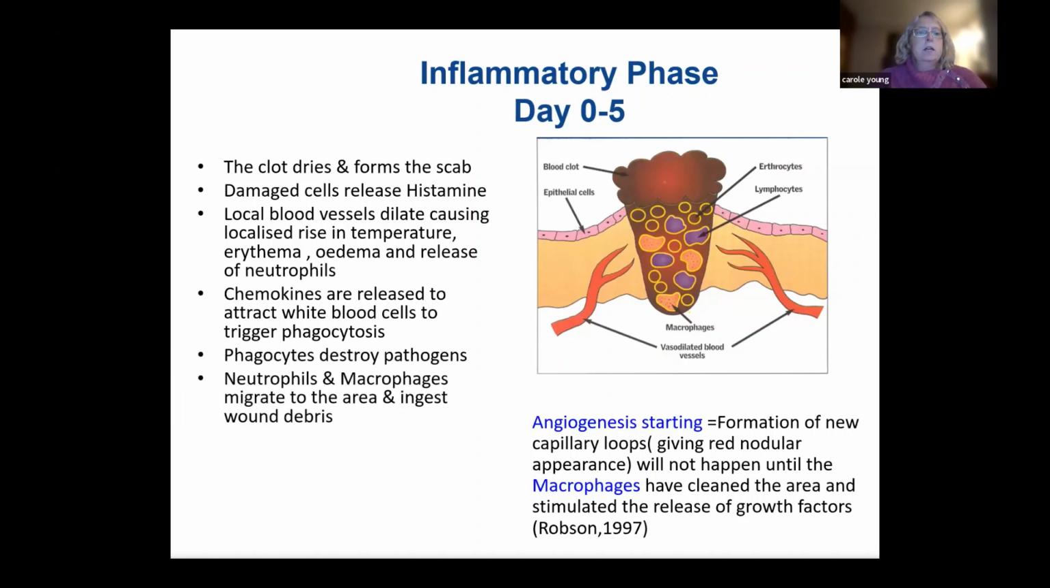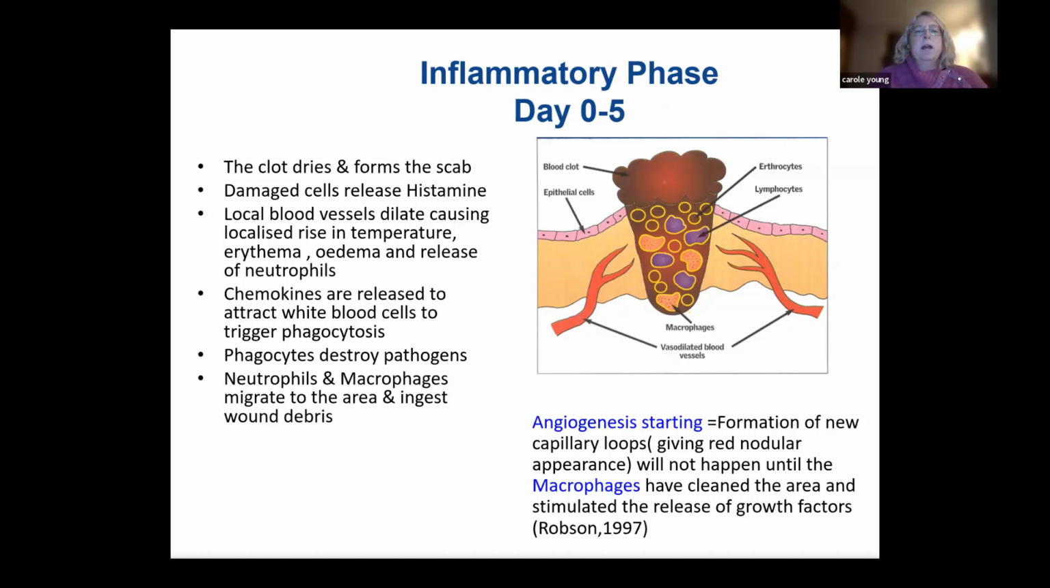They will migrate into the area and ingest the debris. And this is really important. We need this to happen because we need room for the next phase to happen. We need room for granulation tissue to occur, and it can't happen if the wound is full of debris or dead cells.